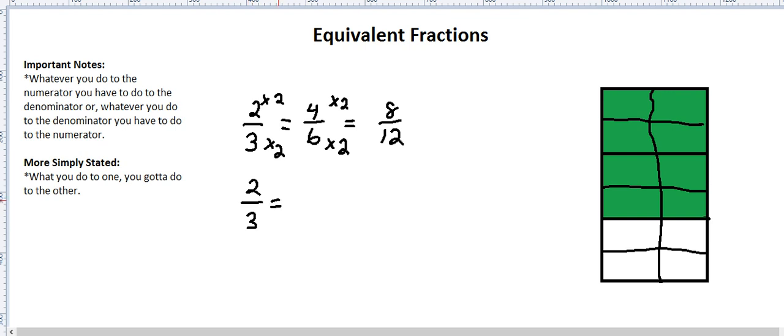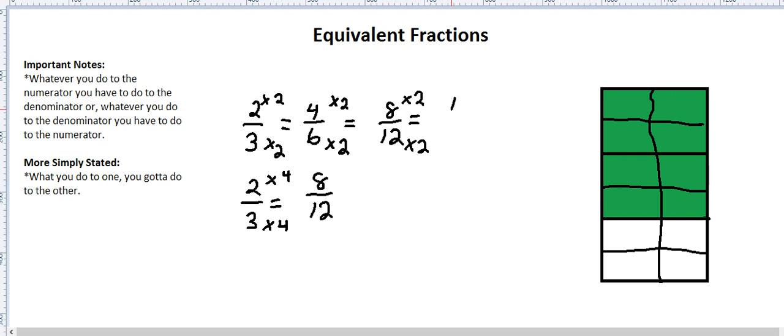Now notice also with this 2/3, I could have just multiplied the numerator by 4 and the denominator by 4, and that would have given me 8/12. So we don't always have to do by 2. We could multiply it by any number that we wanted. So here, and even if I go again by 2, times 2, times 2. Remember, what we do to the top, we got to do to the bottom. What we do to the bottom, we got to do to the top.